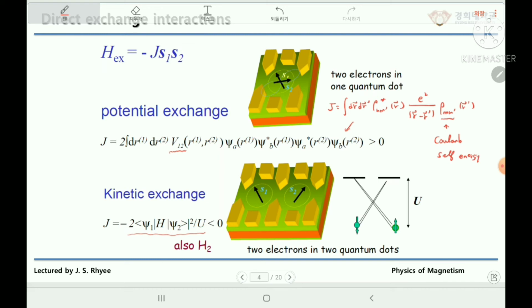When you calculate the integral, if the orbitals are orthogonal, from the orthogonal overlap, J is equal to zero. Therefore, the charge overlap can be considered as the orbital overlap. Because the direct exchange energy is driven by the orbital overlap, in order to have the direct exchange interaction, you need the orbital overlap.